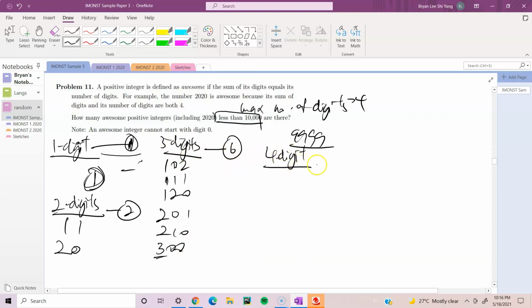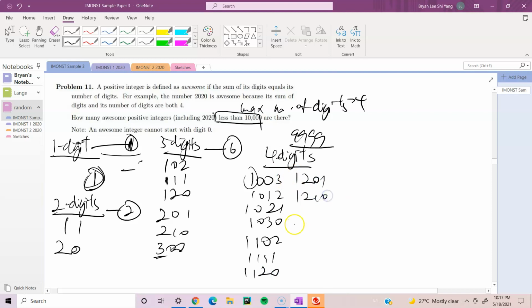So for 4 digits, we would have quite a long list, but bear with me. So 4 digits sum is 4, right? So the smallest one is obviously starting from 1. So 1003, then 1012, 1021, 1030. Okay, and then if our hundredth digit is 1, so 1102, 1111, 1120. Then if our hundredth digit is 2, 1201, 1210. Then if our hundredth digit is 3, 1300. So if the thousandth digit is 1, we have 10 cases. So make a small mark here.